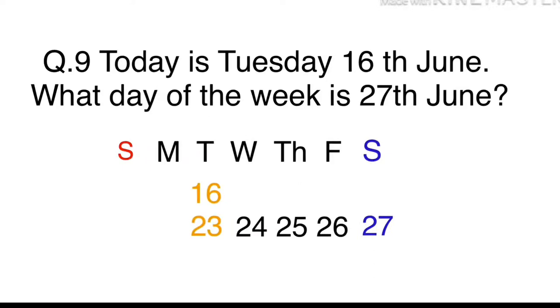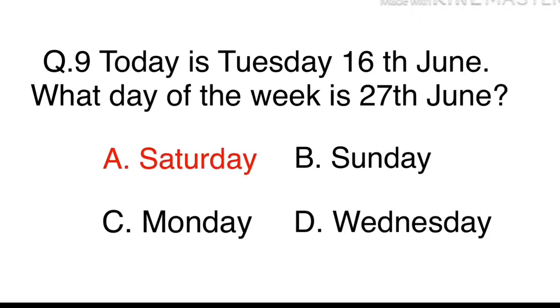Tuesday, 16th of June plus 7 days equals the 23rd of June. Now we would need 4 more days. Tuesday, 23rd plus 4 days equals Saturday, the 27th. This means 27th of June is Saturday. The answer is A, Saturday.